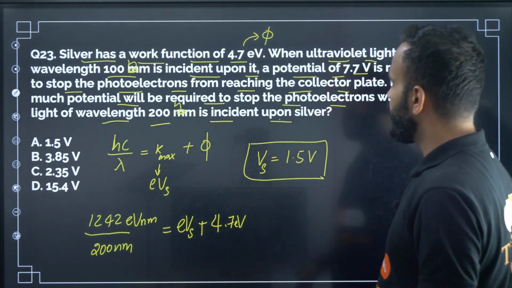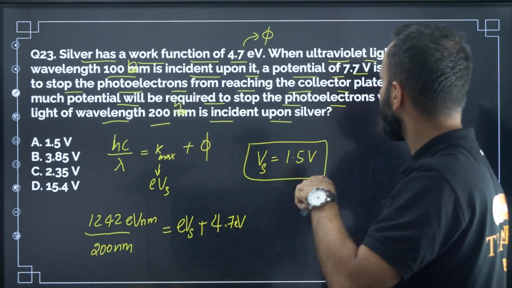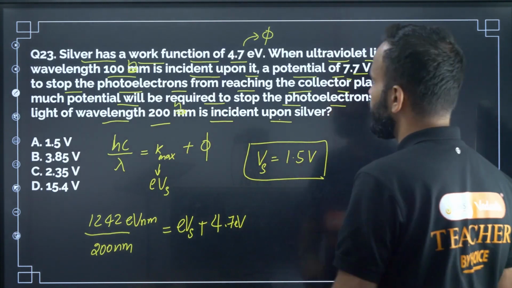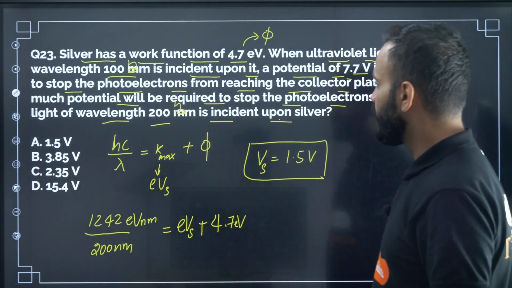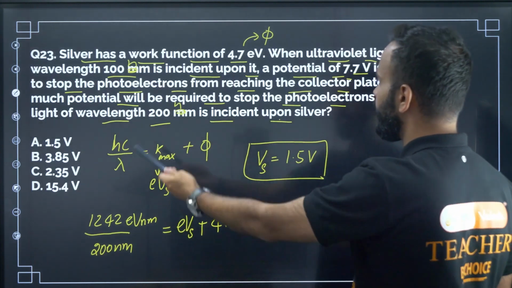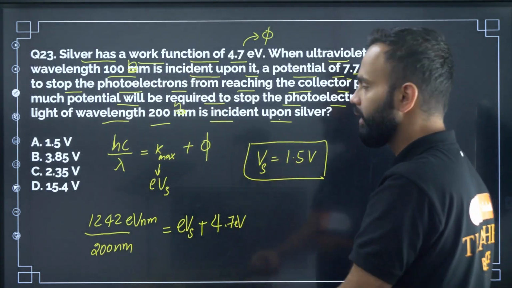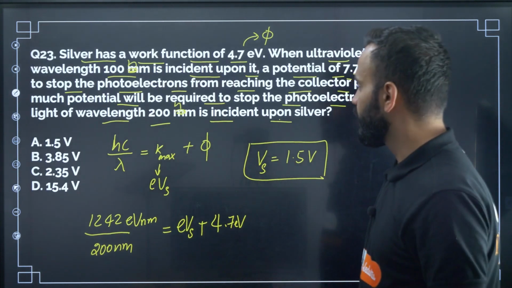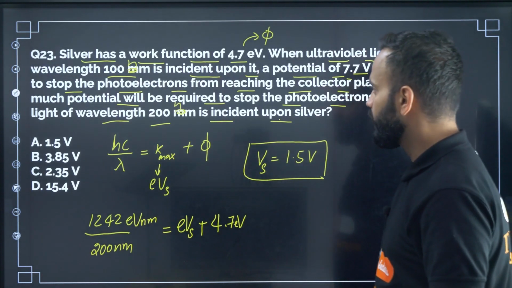See here, all these things, the 100 nanometer wavelength, the first wavelength, and then the stopping potential, are useless data, right? So they deliberately made the question lengthy, to waste our time.